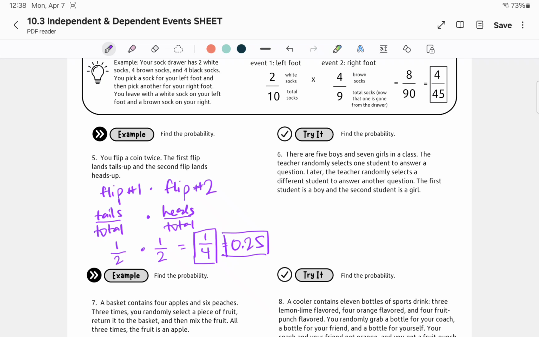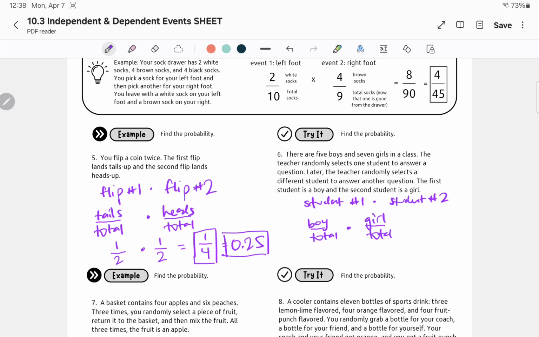All right, so there are 5 boys and 7 girls in the class. The teacher randomly selects one student to answer a question. Later, the student randomly selects a different student. The first student is a boy, the second student is a girl. So our events are picking the students. So we're going to do student 1 and student 2. That dot means we're going to multiply. So the first student is a boy, so we're going to put boy over total. And the second student is a girl, so we're going to put girl over total.